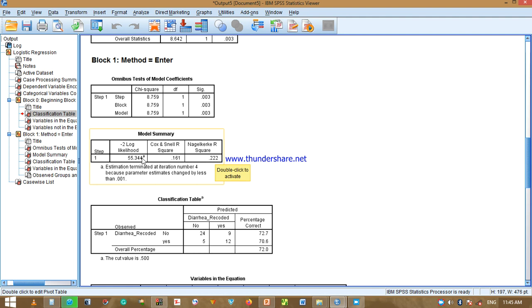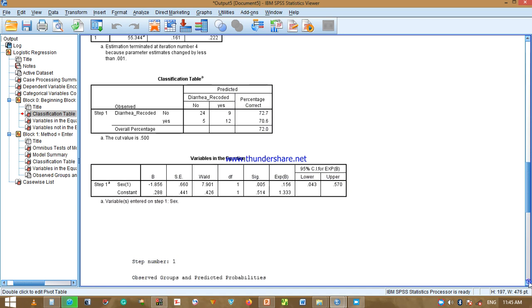The other one is the likelihood ratio. The likelihood ratio is simply the probability of correctly identifying a person with diarrhea. As you can see, the magnitude is 55. That's a pretty significant figure. In the classification table, it is 72. Previously under block 0, it was 66. Now it is 72, a change of 6 units. If this change is significant, we obviously see that sex is a significant predictor of diarrhea.